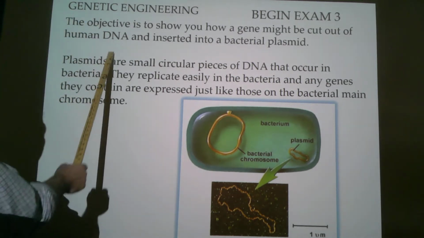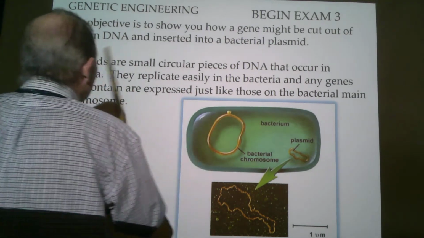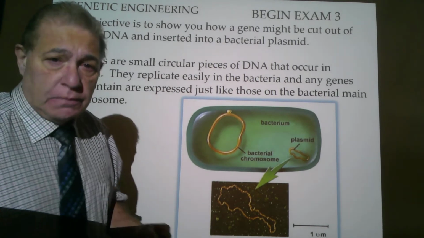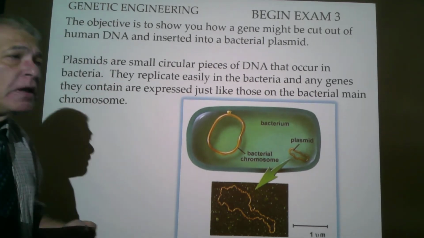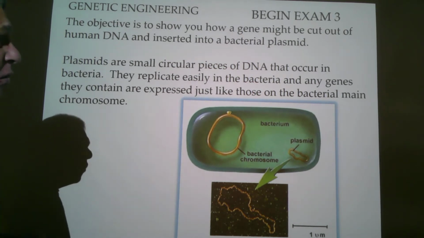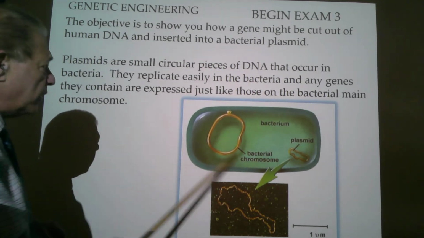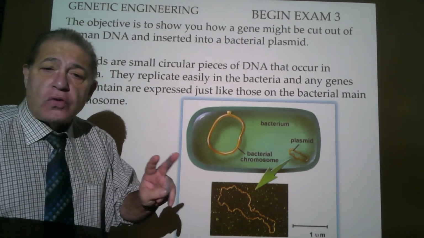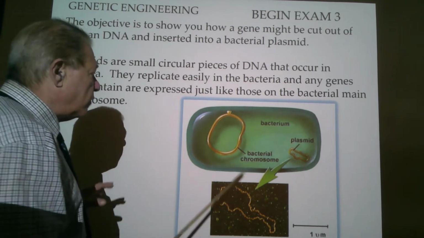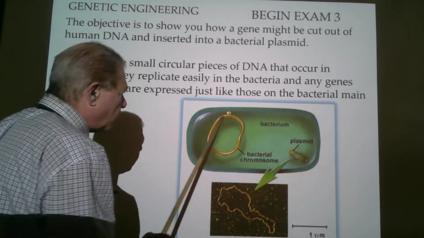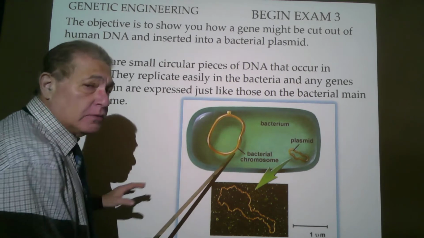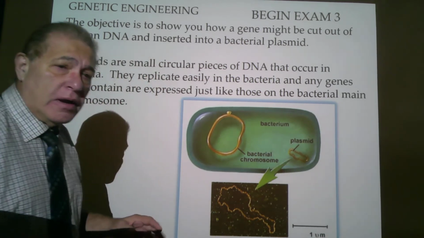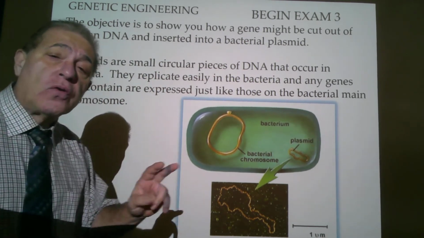So the objective here is to show you how a gene might be cut out of a human DNA organism and inserted into what is called a plasmid. Before I use terms like plasmid, you have to understand what a plasmid is. So let's take a look at a bacterium, and here's a bacteria. You can see that this bacteria has two sources of DNA. One is its regular bacterial chromosome, which contains numerous genes, and the other is what is called a plasmid, which is also circular and also contains genes. So it has two sources of genes.